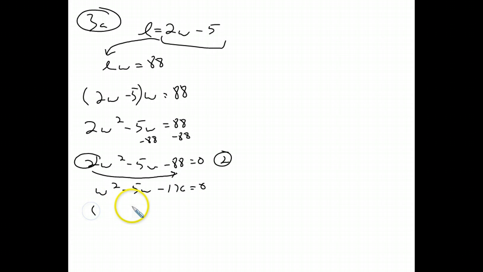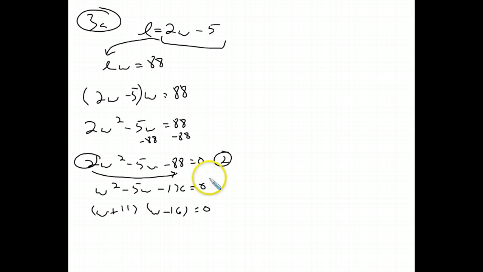Factor this, double bubble thing. Multiply to be negative, so we have to have a positive and a minus. Difference is 5, multiply to be 176. We're going to have 16 and 11. We're going to want plus 11 minus 16, so our difference is negative 5. 11 minus 16 will give you negative 5.